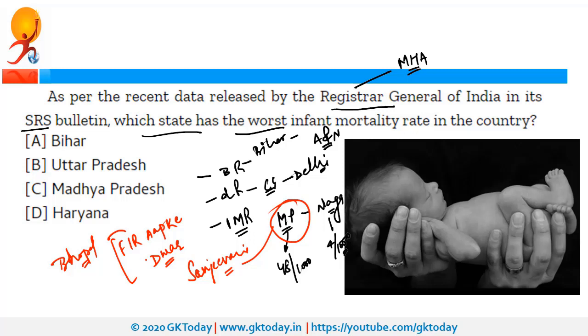Now Bhopal was also in news as recently India's first e-waste clinic was set up in Bhopal, and this is a collaboration between Bhopal Municipal Corporation and CPCB. CPCB stands for Central Pollution Control Board. It is a statutory body and it is under the Ministry of Environment, Forest and Climate Change.